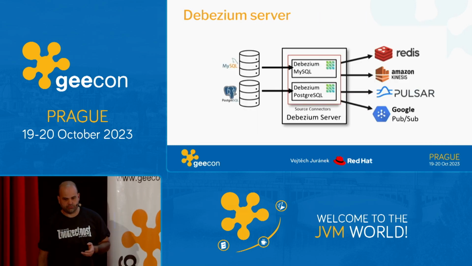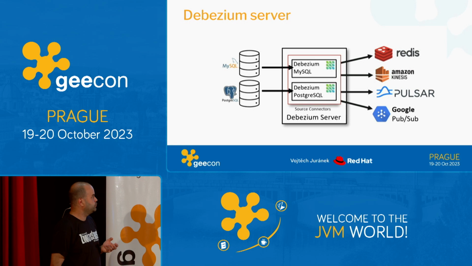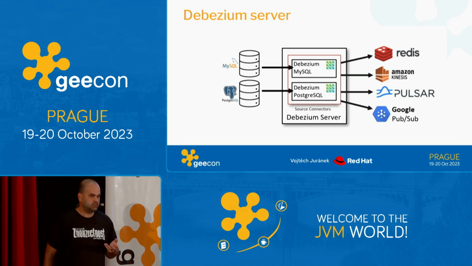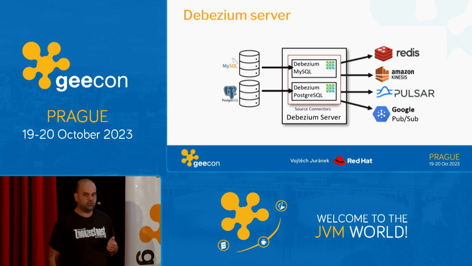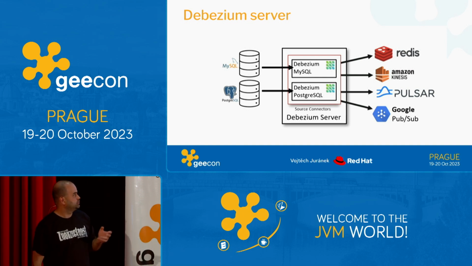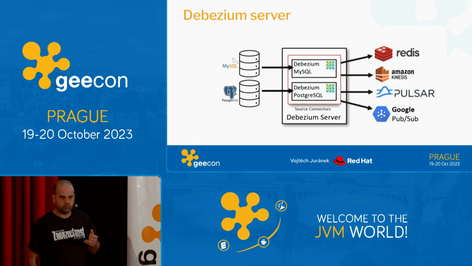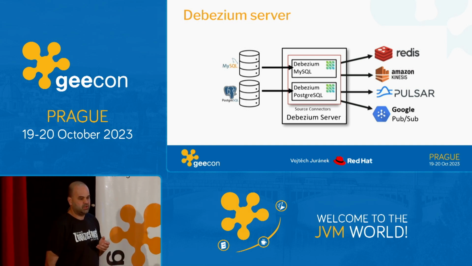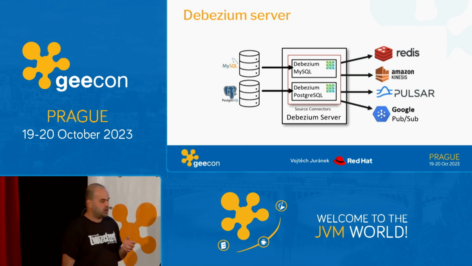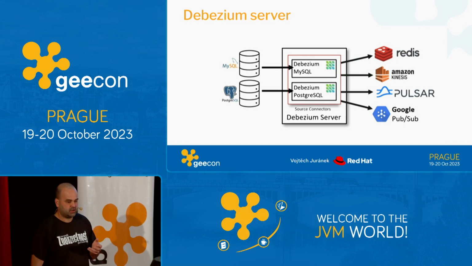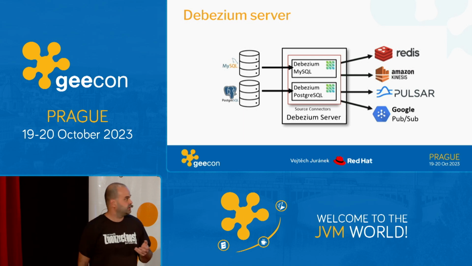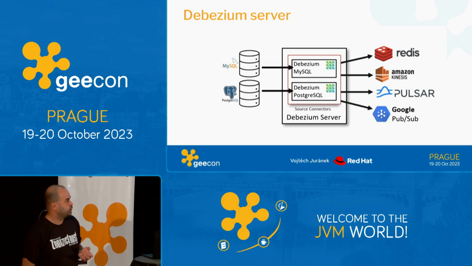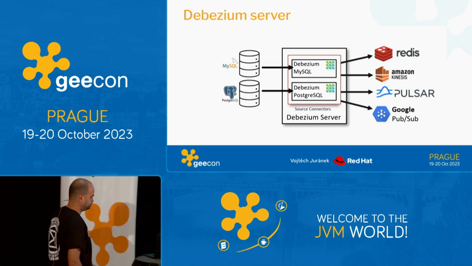If you don't like Kafka and would like to do something else, you can do it as well, because we provide Debezium also as a standalone server, which basically does the same, but instead of pushing the events into Kafka, it will push them into other popular messaging systems like Pulsar, Google PubSub, or into in-memory data grids like, for example, Redis or Infinispan.